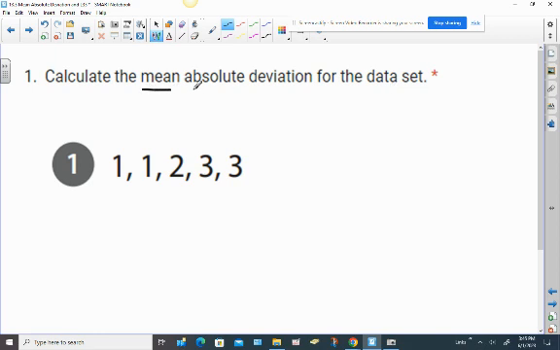Number 1, calculate the mean absolute deviation for the data set. Now, mean absolute deviation is different than just the mean because a common mistake is for people to just find the mean. Now, you do need to find the mean as step 1, but there's more to it than just that. So first of all, how do we find the mean?